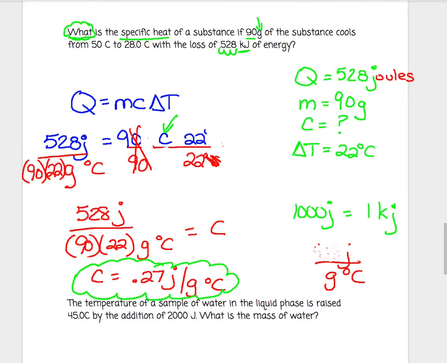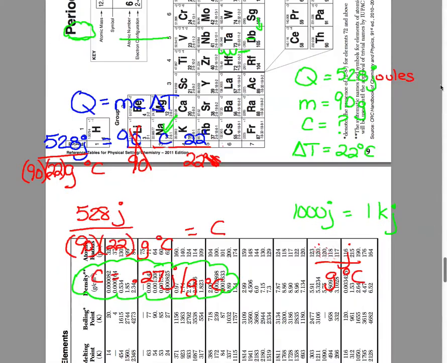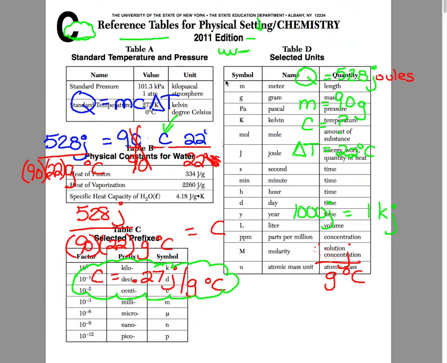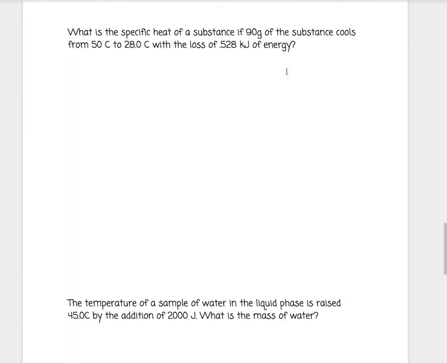Now, if you don't get the units part, you know that you're looking for specific heat. Go to your reference tables, look at table B. On table B it gives you specific heat. Use the same units that they gave you. So if you don't get how I solved for units, you can always just look it up. Alright, let's move on to the next problem.